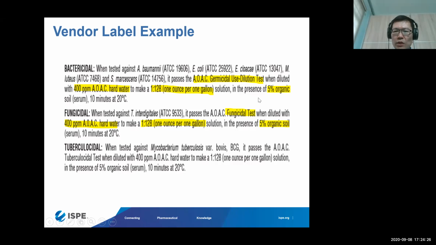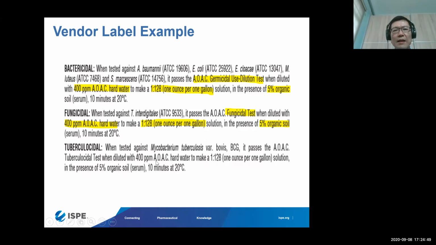This is the use dilution in the presence of a 5% organic soil. So typically, soil is also added as a worst case challenge. In this case, it's a 5% organic soil. Contact time 10 minutes and 20 degrees. So these are the test conditions and against what kind of microorganisms. Same for fungicide and tuberculocide as well.